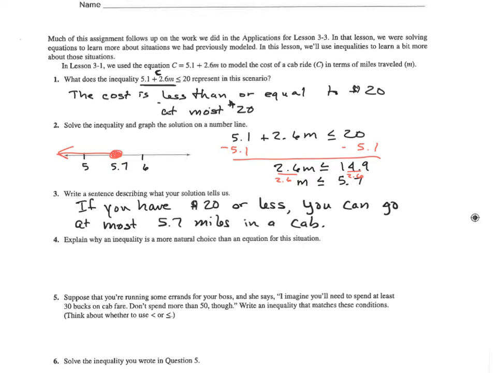All right, number 4, explain why the inequality is a more natural choice than the equation for this situation. Well, it's okay with us if the cab ride costs less than $20, right? So usually if all we had on us was a $20 bill, then that's what we're interested in. What's the highest amount that we can go? We can certainly go for fewer miles, right?